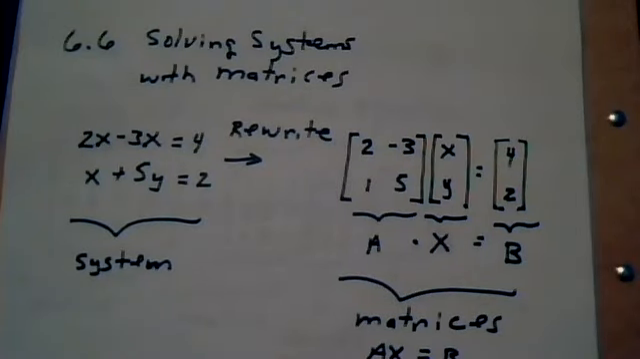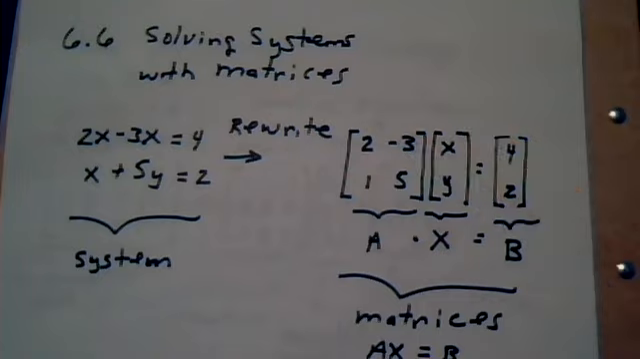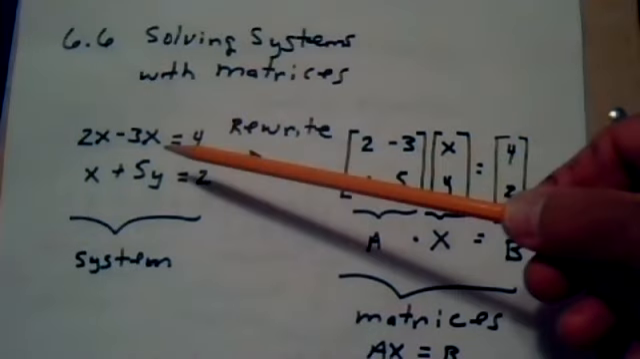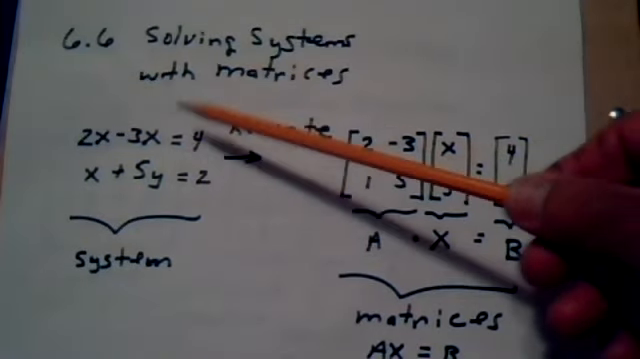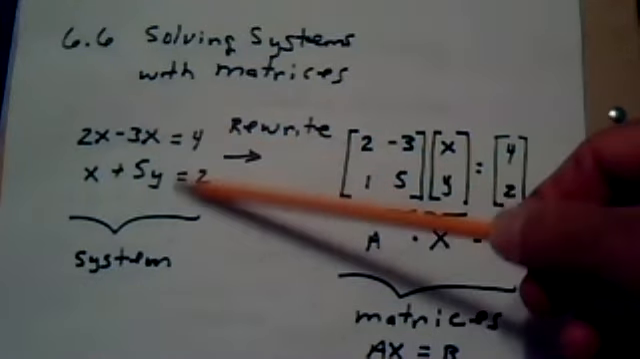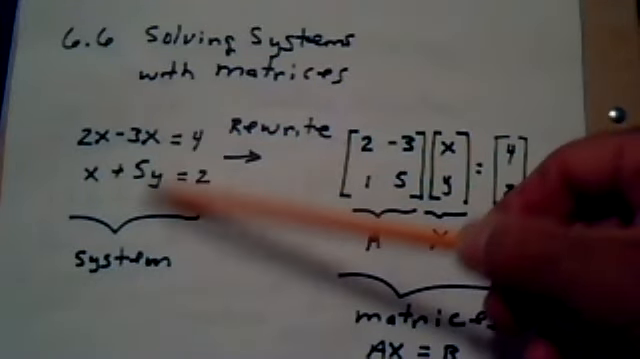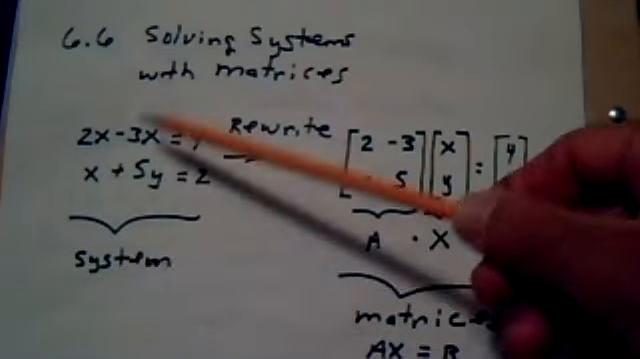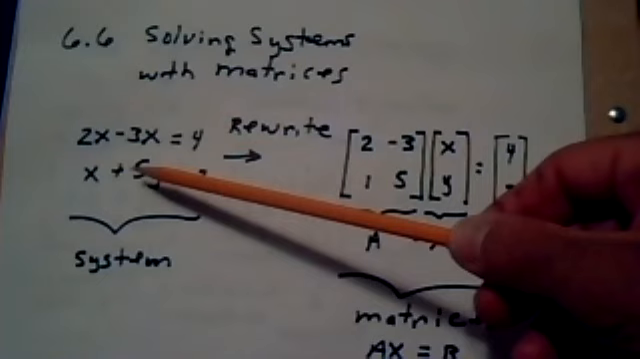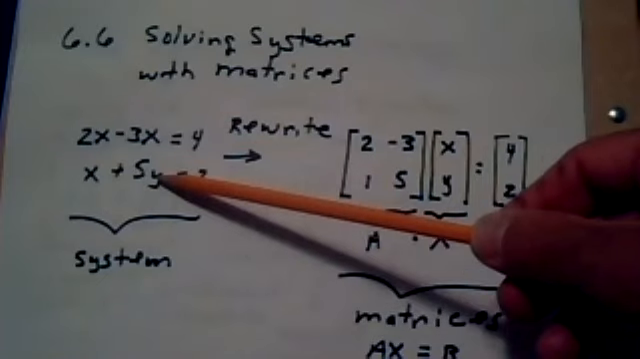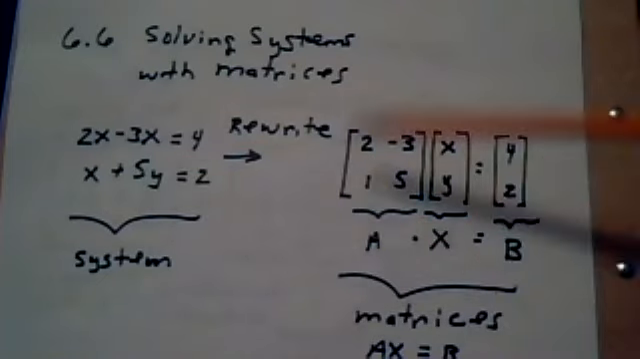Solving systems with matrices. So when you have the x's and the y's and the z's, the equations with letters is a system of equations. But if you remove the letters and you write it like this, then you say you're working with matrices in this form. Notice where these came from.